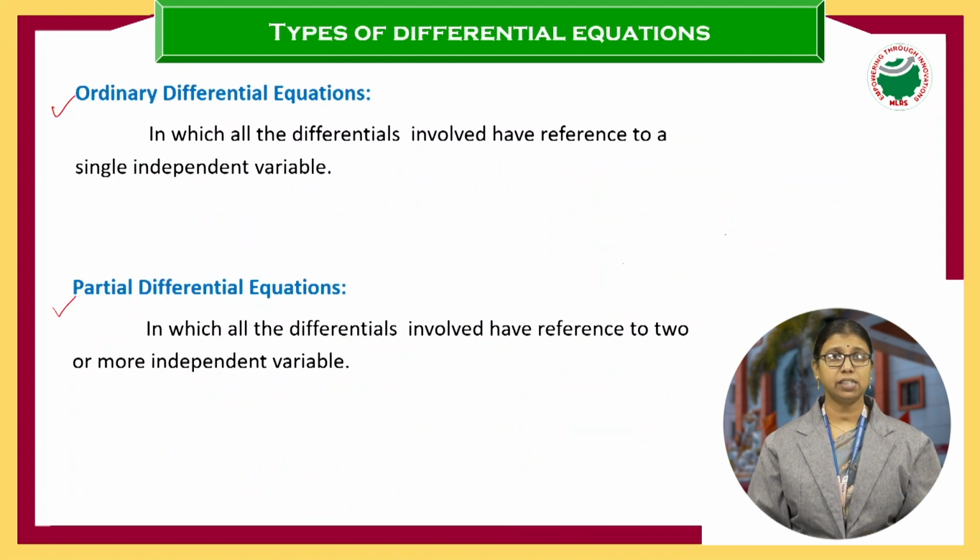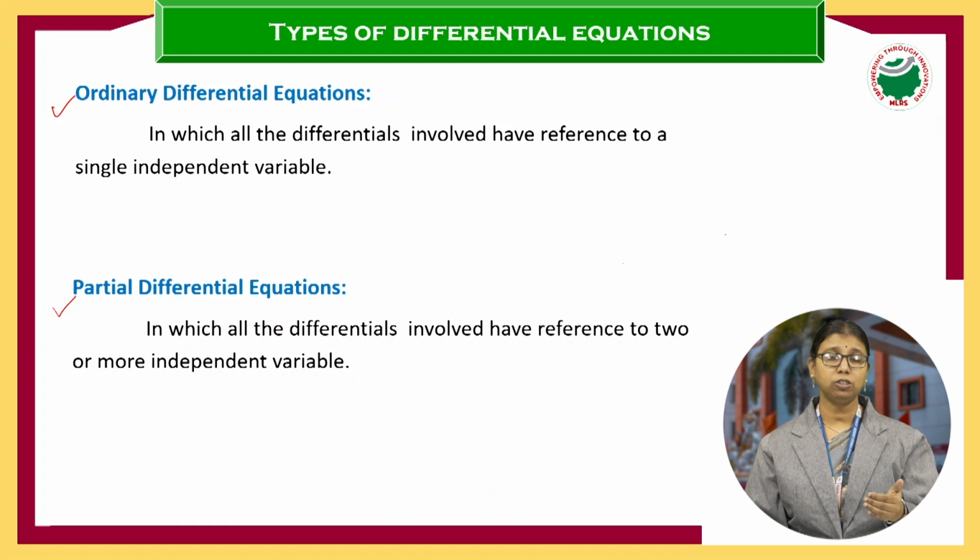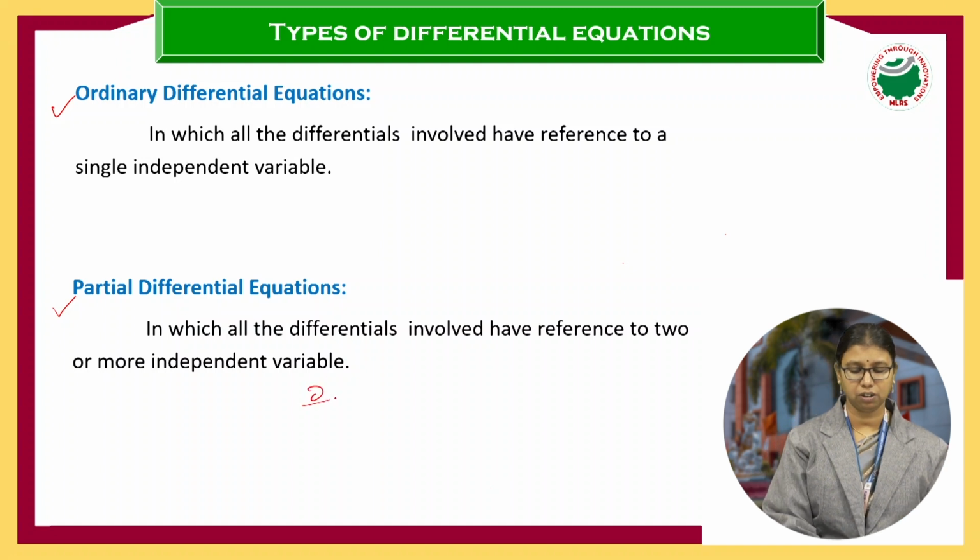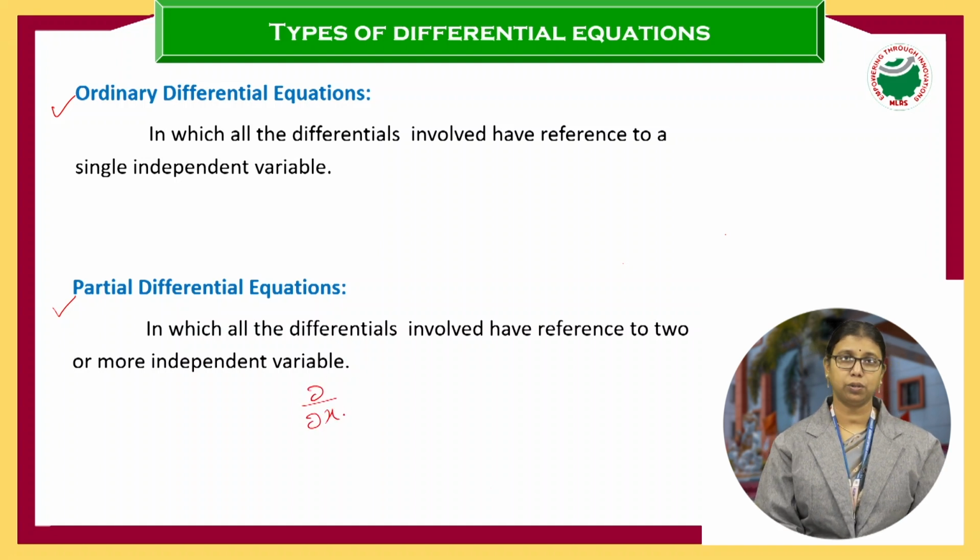In case of partial differential equations, the differential coefficient may have more than one independent variable. Since we have more than one independent variable, we can't take the ordinary differential coefficient of the form d by dx. You have to use the partial differential coefficient of the form dou by dou x.